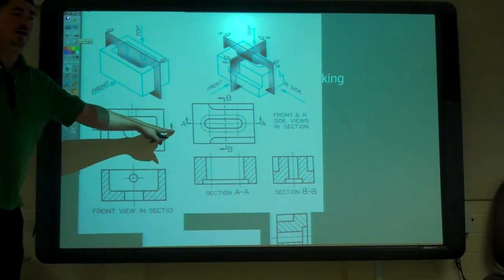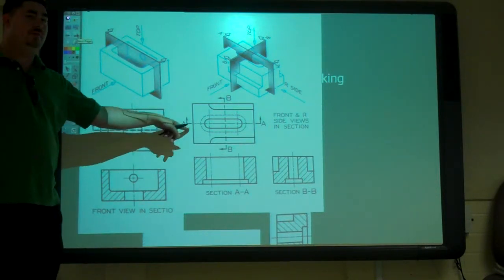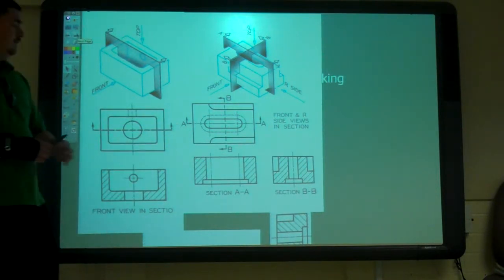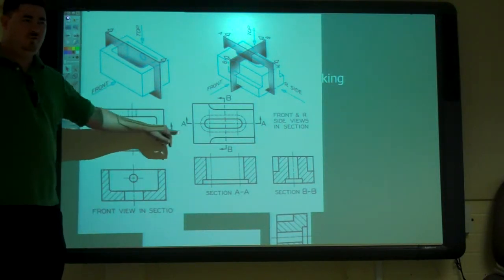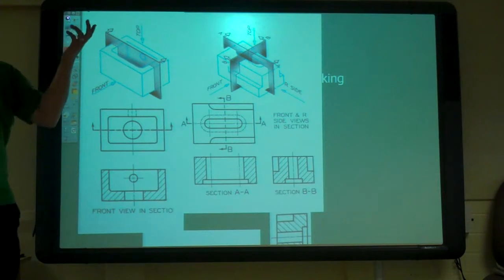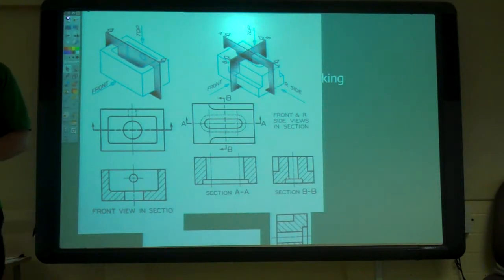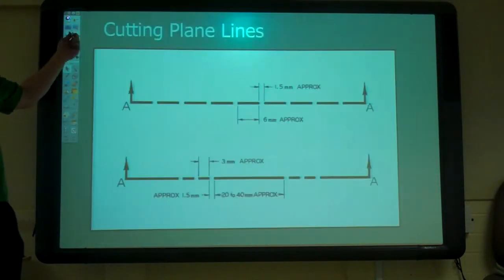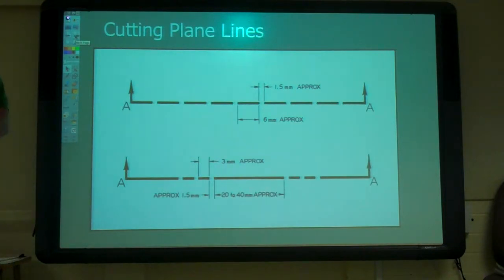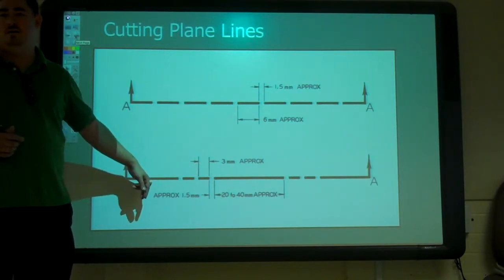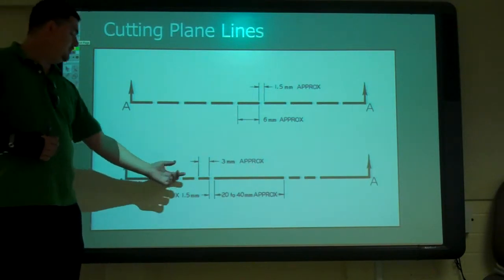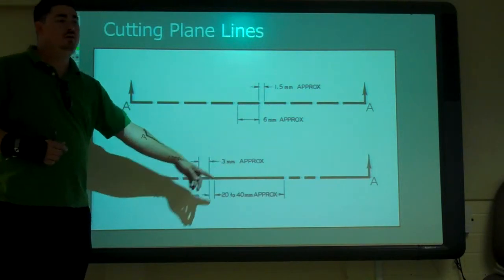Usually this is the preferred way: just make your cutting plane line all the way through, because center lines really don't mean that much. We'd rather see where the cutting plane line is than where the center line is. So for cutting plane lines, we can either do a dashed line, like a hidden line, or we can do this kind of line, which is a phantom line, where it's two small dashes and a long dash.